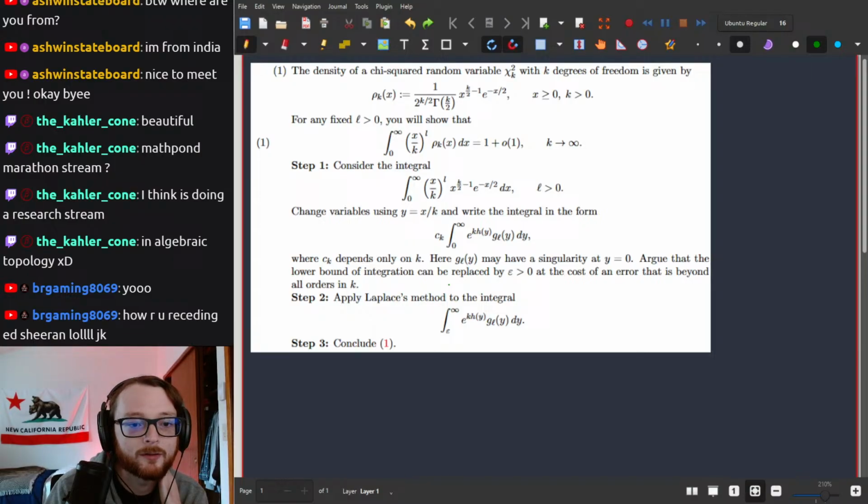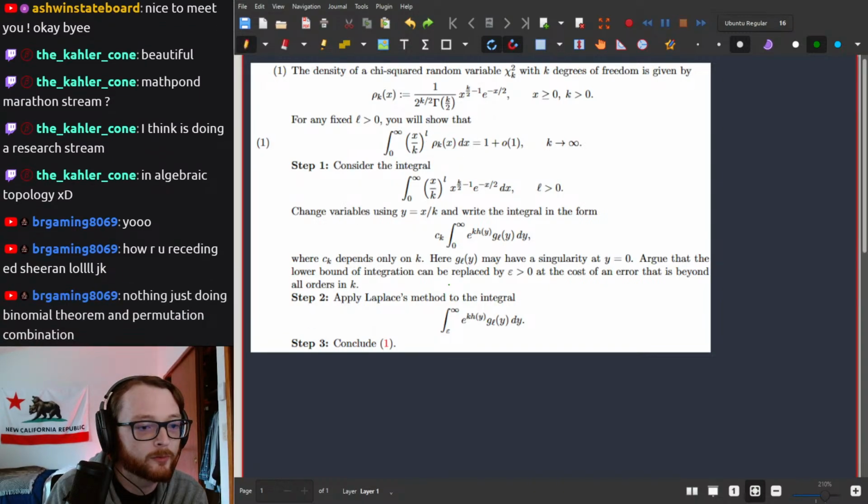We're going to show this integral. So why do we care about this integral? Oh, never mind, because there's rho. I don't know. It's 1 plus little o of 1 as k goes to infinity.